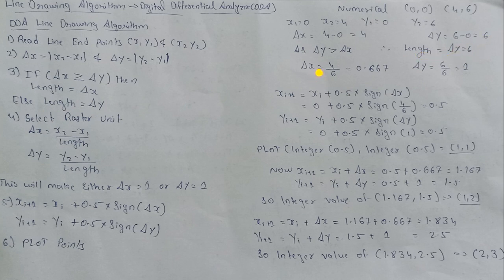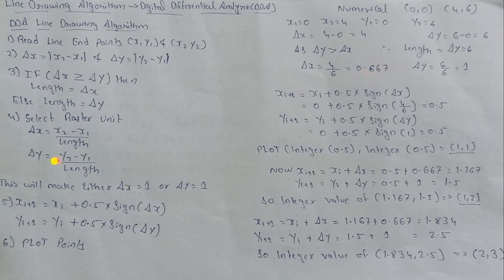After that, to find out the raster unit, what is the formula? Delta x equal to (x2 minus x1) divided by length. So what is x2 minus x1? After that calculation we have got 4 divided by the length value. What is the length value here? The length value is 6, so I have put 6 here. 4 divided by 6 is 0.667.